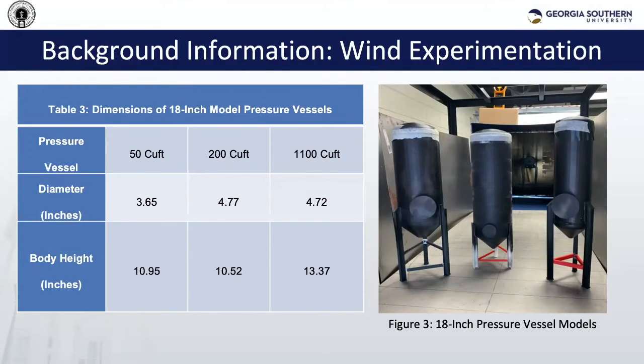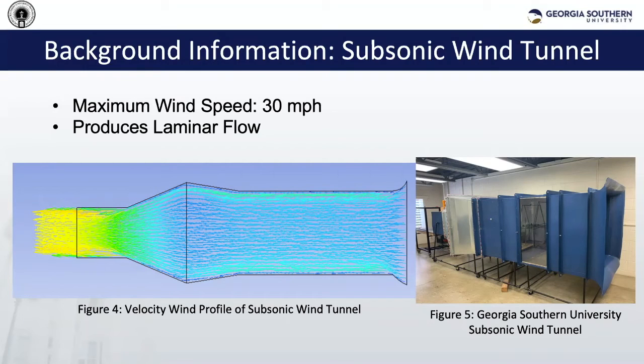Additionally, dimensions for scaled down 18-inch tall models were found, and those 18-inch tall models were created and shown in the slide. The reason we went with 18-inch models is because we would like the center of gravity of that 18-inch model to be somewhat in line with the center of flow of the wind tunnel. So Georgia Southern University has a subsonic wind tunnel that is capable of producing laminar flow up to 30 miles per hour, and it has a mouth of 24 by 24 inches.